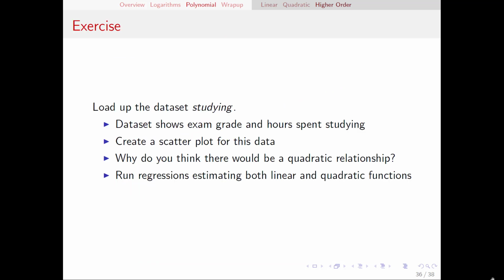Let's wrap up by looking at one more data set. This is a data set that I've just made up that shows a hypothetical relationship between exam grades and hours spent studying. We're going to look at this and think about why we might want to use a quadratic functional form here.